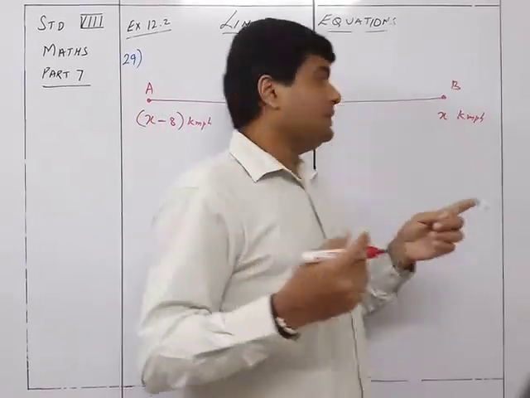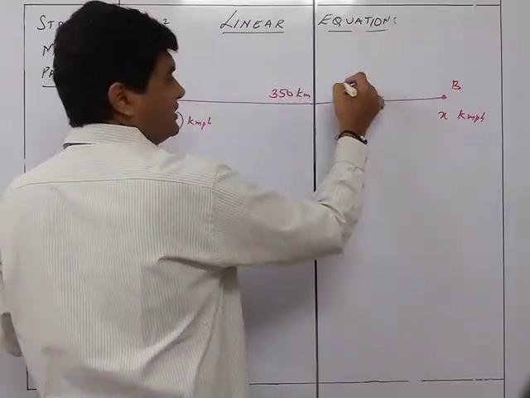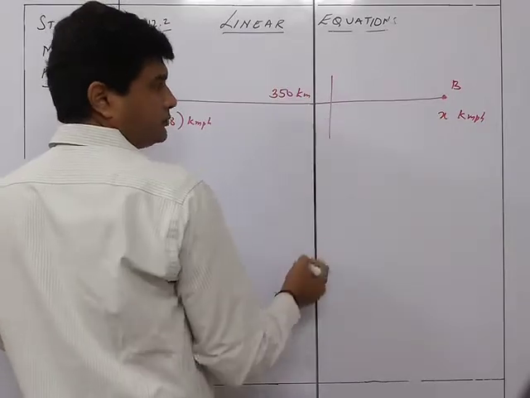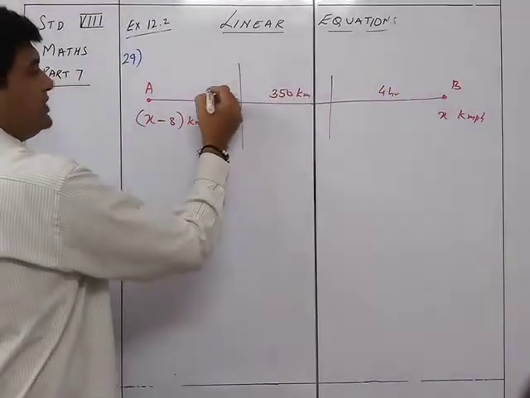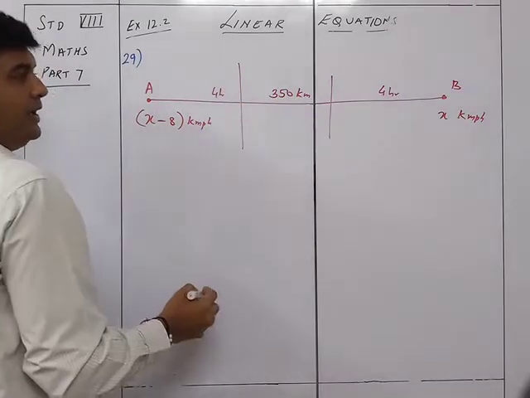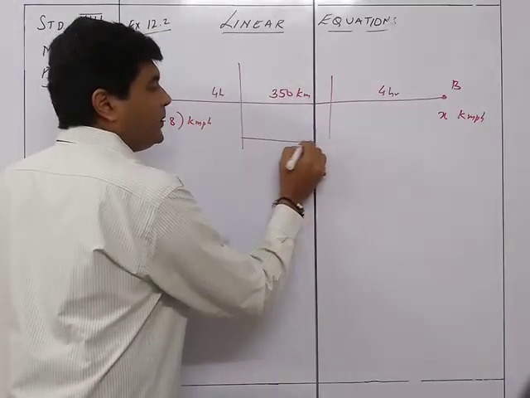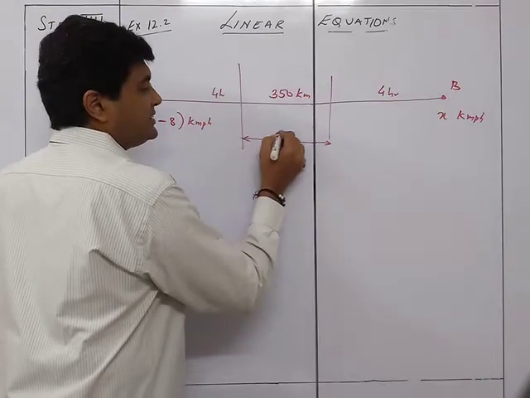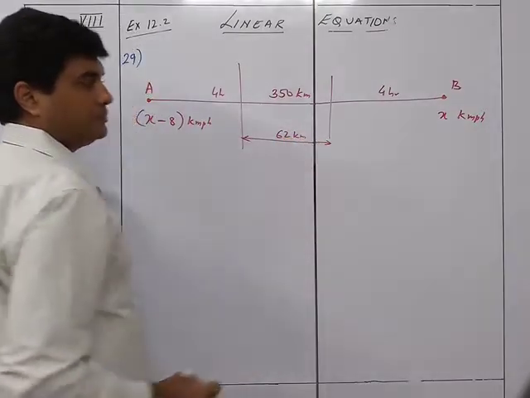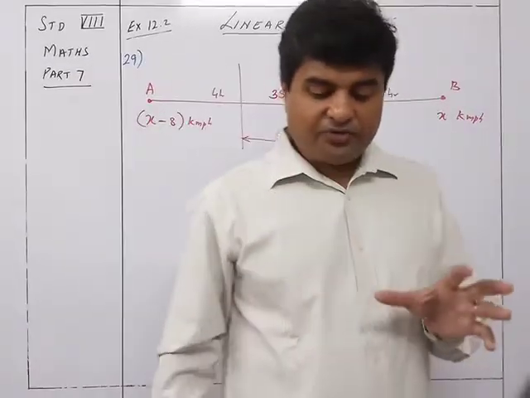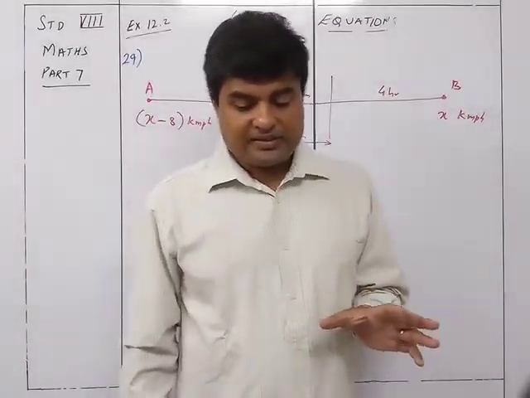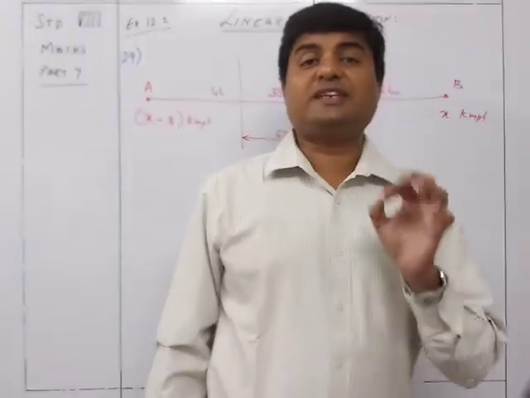What has happened is that this car traveled for 4 hours and reached over here. And this one also traveled for 4 hours and reached over here. And now they know that the distance between them is 62 kilometers. They are given that the distance between them after 4 hours is 62 kilometers.